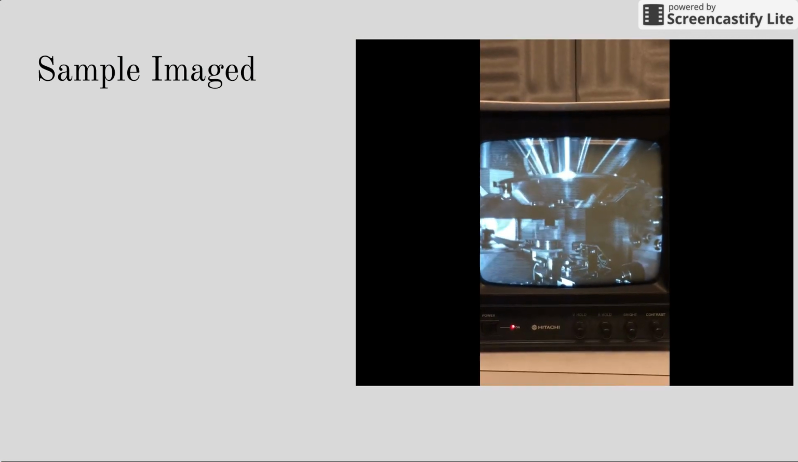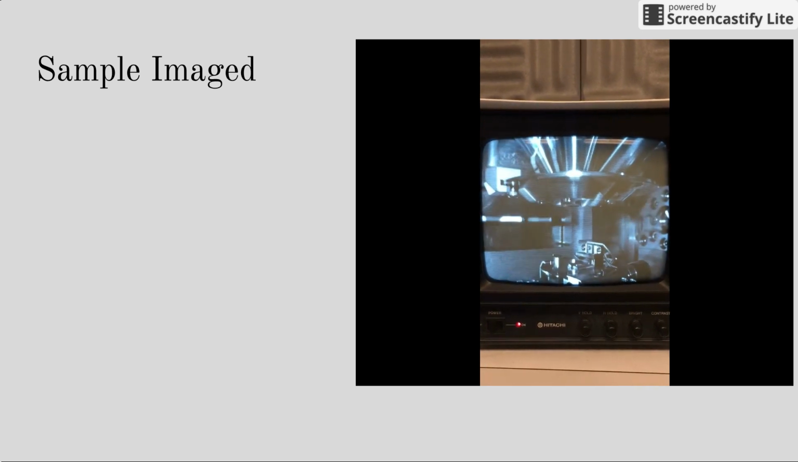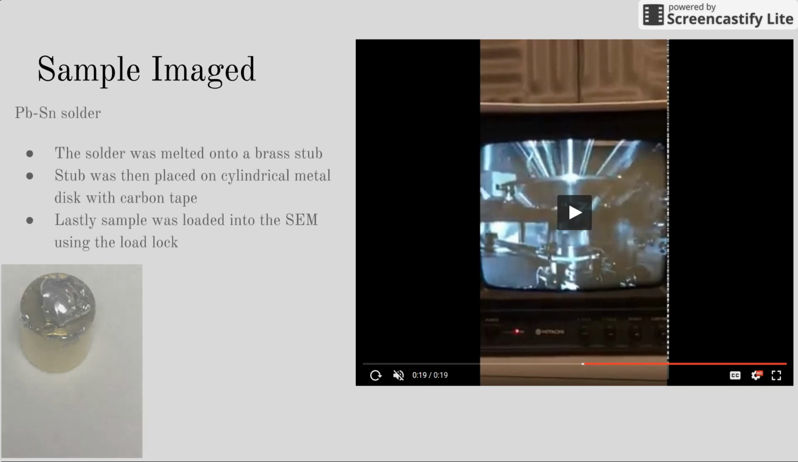Sample imaging. The sample imaged in the SEM was a lead tin sample mounted onto a brass stub. The brass stub was then placed onto a cylindrical disc on the sample mount. The sample mount was then placed into the load lock and placed in the center using a rod. The video provided shows a sample being removed from the chamber through the load lock.